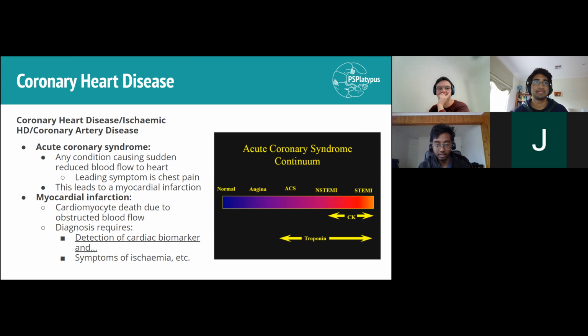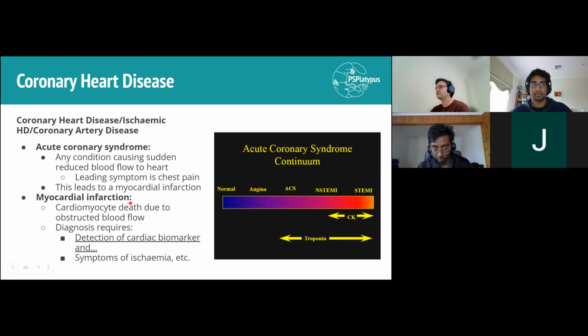And that is the gist of acute coronary syndrome. Essentially, it's any condition causing reduced blood flow to the heart by these coronary arteries, the leading symptom being chest pain. And when we have such little blood flow that the cells can't function properly, it can lead to a myocardial infarction. Myocardial refers to the myocardial cells. Infarction is basically death of these cardiomyocytes due to obstructed blood flow.